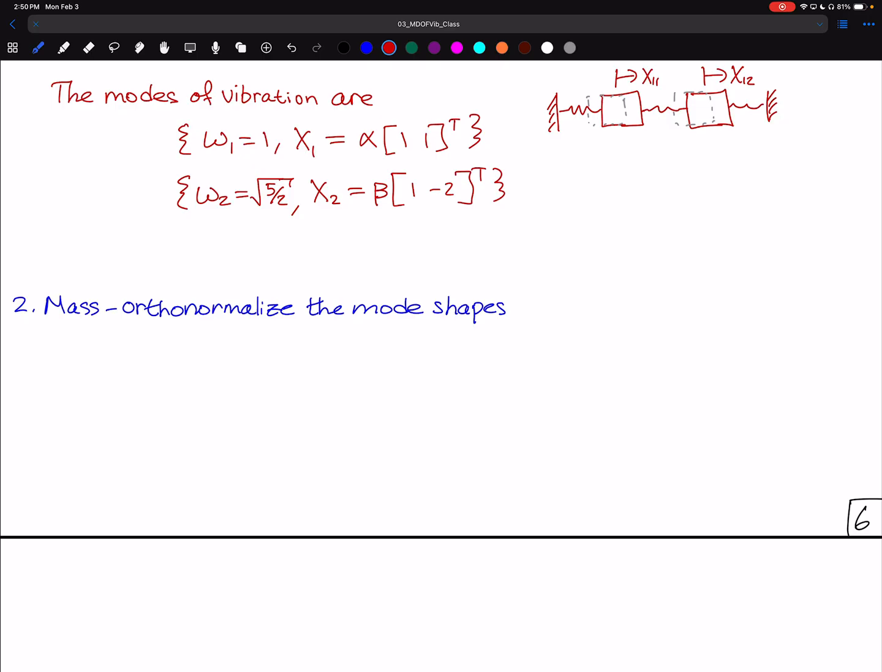All right, we are going to move on and deal with mass orthonormalization now, and then we'll be able to define the modal coordinates and then decouple our equations of motion. So we are going to let phi 1 equal alpha 1, big X1, and we're going to forget about the alpha and beta that I put up there in the modes of vibration. We're just going to use the ones that we found numerically.